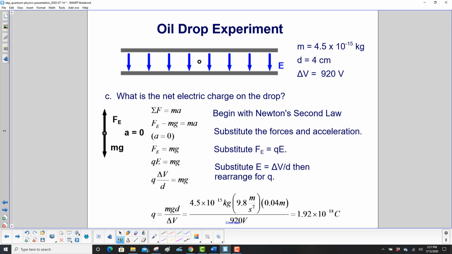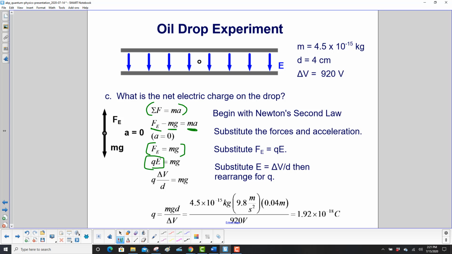Now we use Newton's second law. We have the electric force in the up direction, so that's positive, mg in the down direction, negative, and that equals ma, but a is equal to 0. So we have Fe minus mg equals 0. Add mg to both sides, we get this. And then what is the electric force on a charge? It's just Q times E, where E is the electric field.